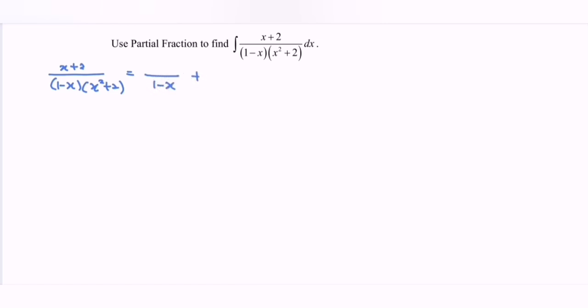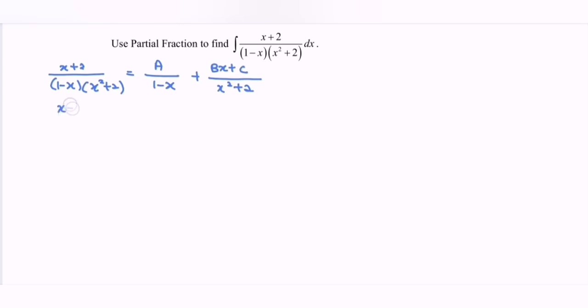plus x^2 + 2. If you use the calculator to factorize it, we will get the symbol i. The i in the calculator means that it cannot be factorized, so we have a quadratic factor. Back to 1 - x, which is a linear factor, so the numerator will be a constant. Followed by x^2 + 2, which is the quadratic factor, so the numerator is linear.